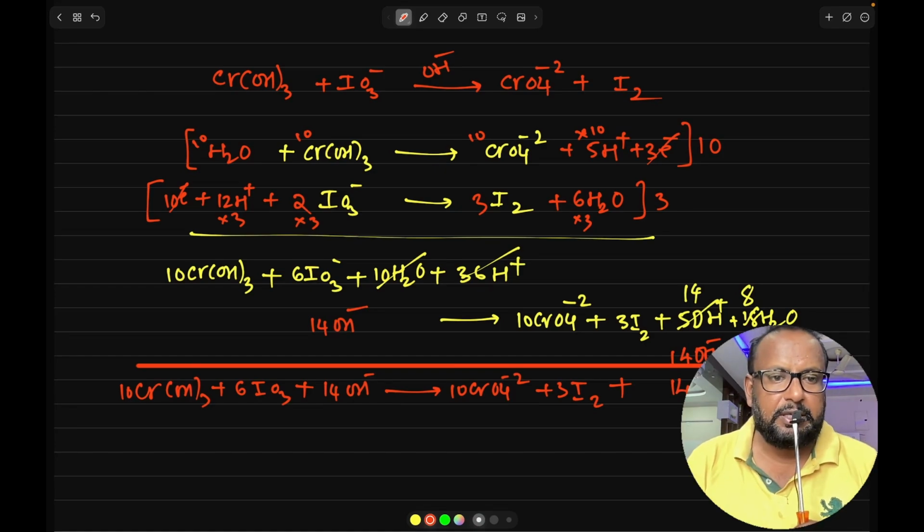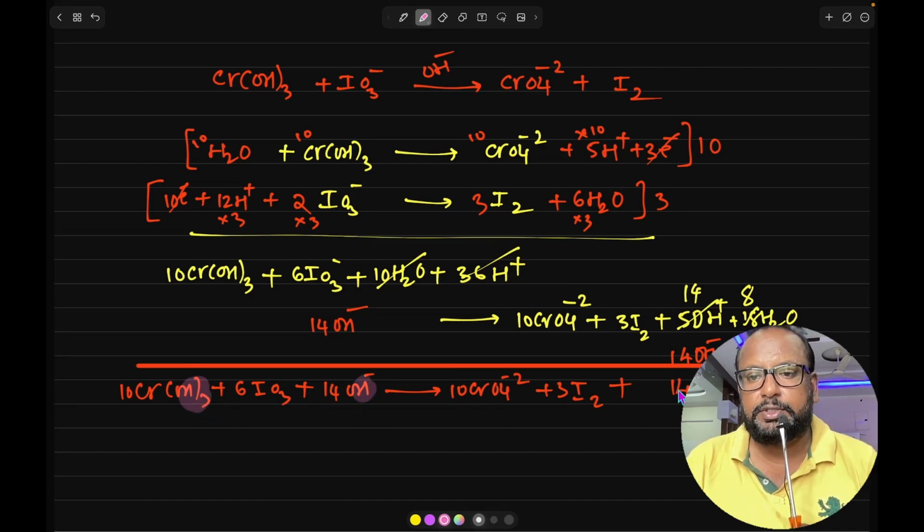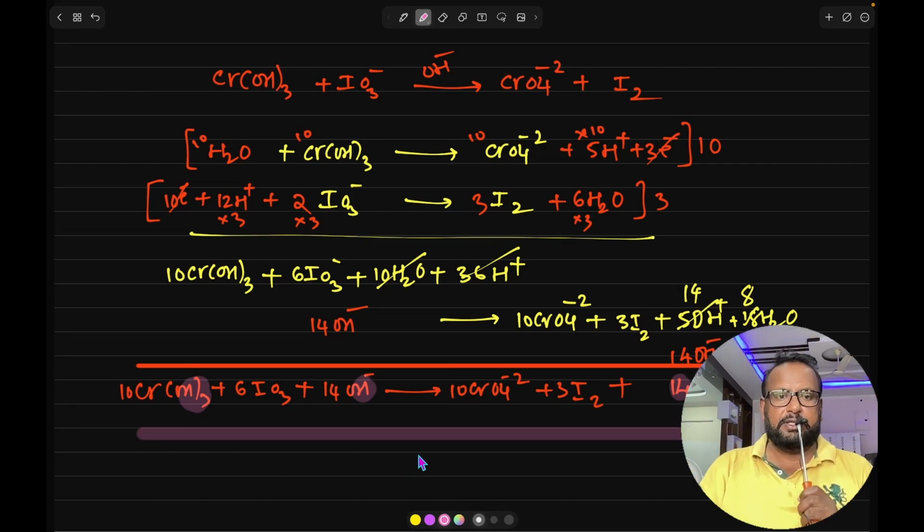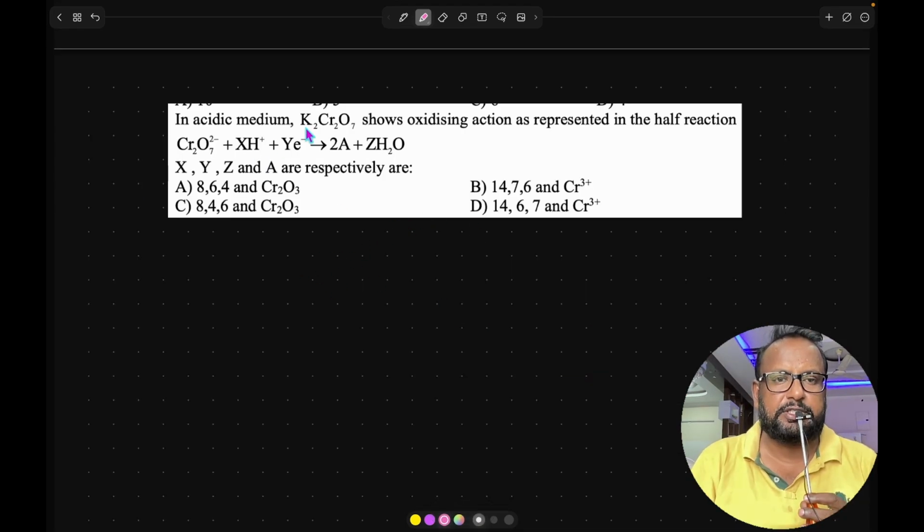Right, let us count the remaining things here. So chromiums are 10, 10. Hydrogens, we'll count for hydrogens. Hydrogens are 30. 30 plus 14, 44. On this side, 14 twos are 28 plus 16, 44. Oxygens are also balanced. So this is how you balance a chemical reaction. We'll take a few questions of JEE Mains and solve them based on this.